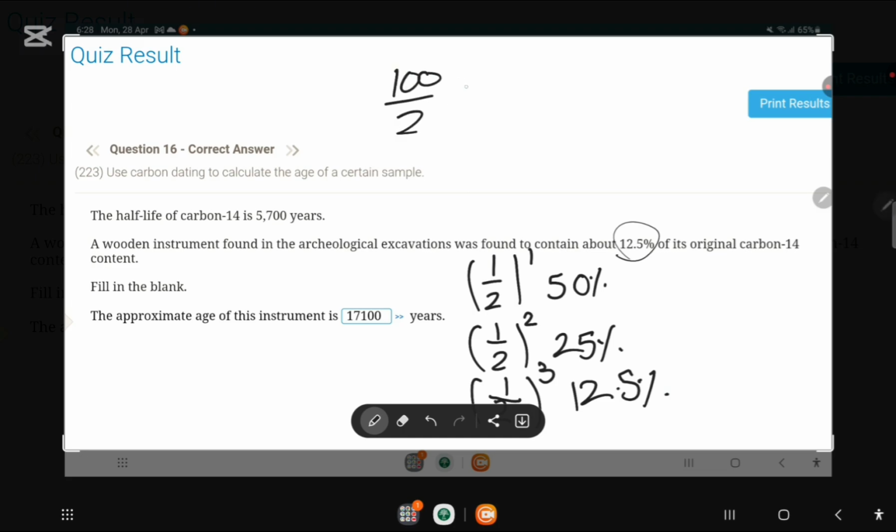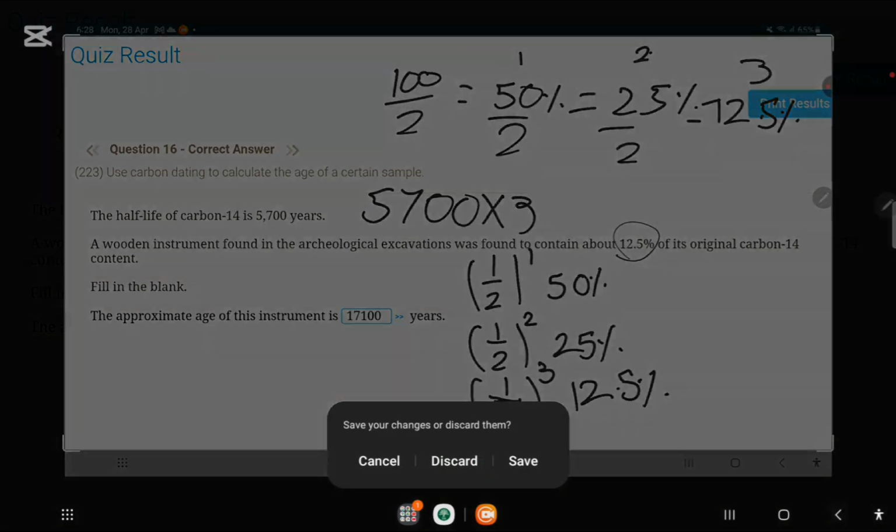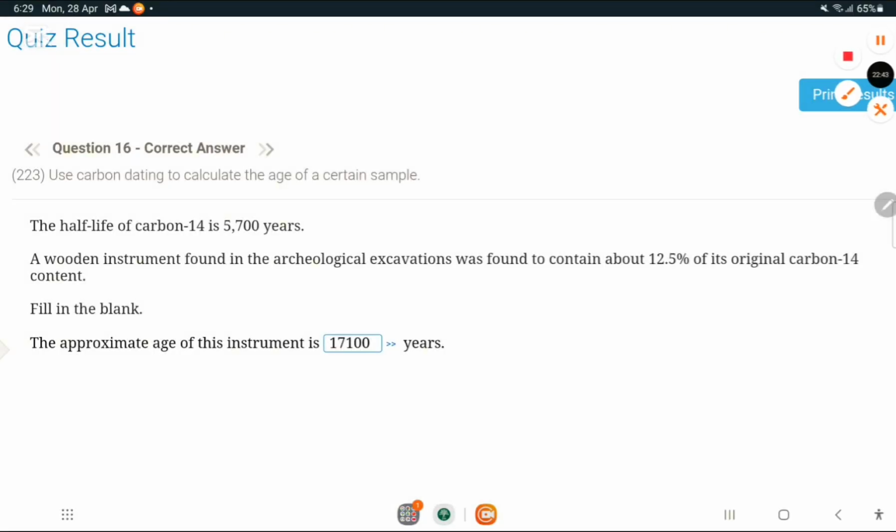100 over 2, you're going to get 50%. This is 1 half-life. Over 2, 25%. Second half-life. Over 2, 12.5%. Third half-life. So here all you do is 5,700 times 3. Alright, that's it.